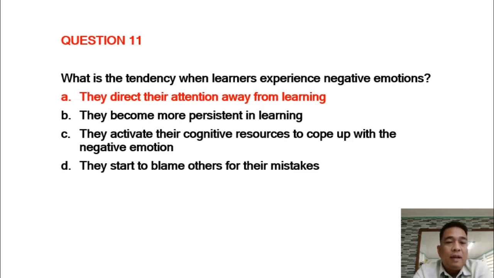No? They become more persistent. No, that's a positive thing. They activate their cognitive process to cope up with the negative emotion. That's not it. They start to blame others for their mistake. No? In terms of the impact of the negative emotion, the correct answer is letter A.